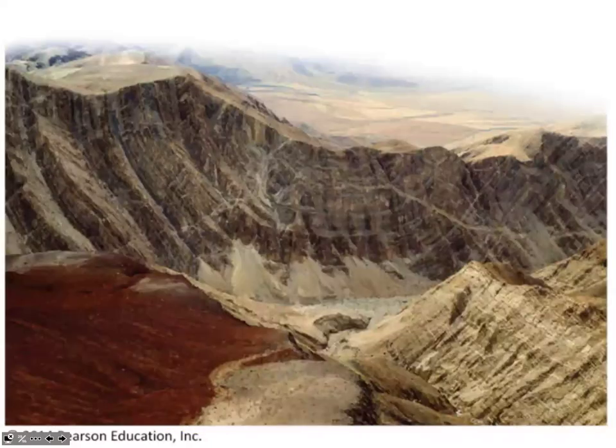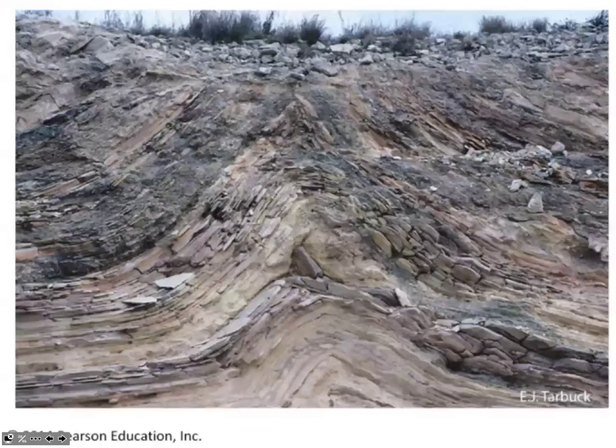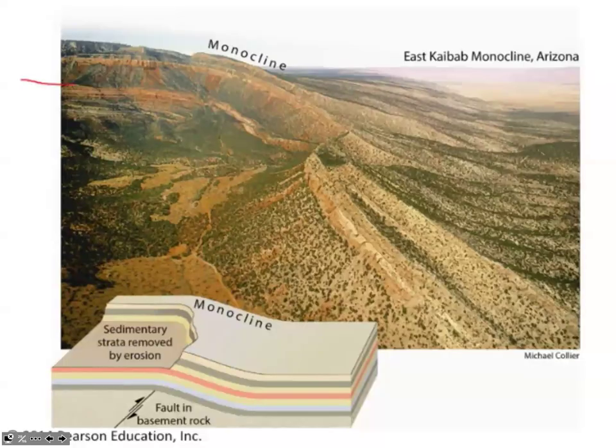Here's an example of a syncline. You can see here that the sedimentary layers are bowed downward in the middle. Here's an example of an anticline. You can see the sedimentary layers go up in the middle. And then here's an example of a monocline where you've got horizontal on the left, inclined in the middle, and then it flattens out again over towards the right.